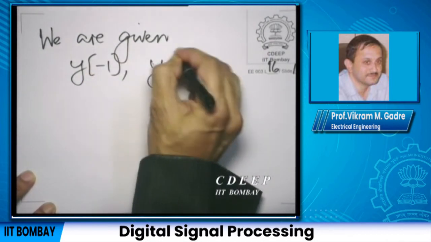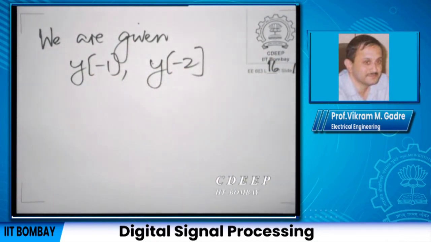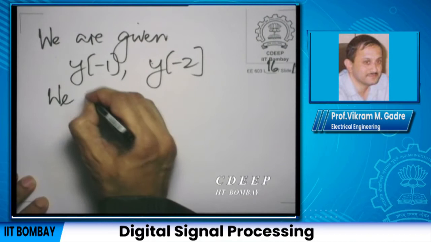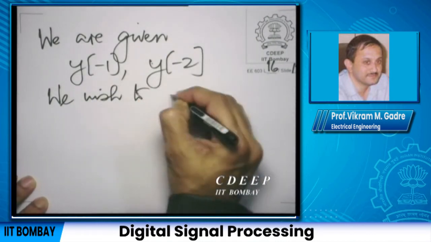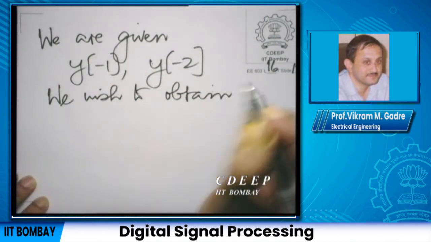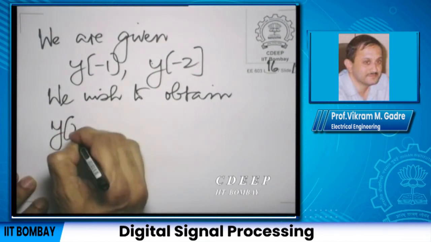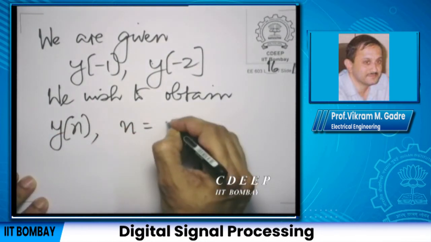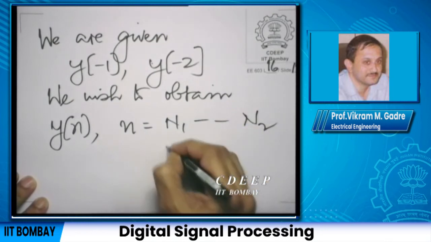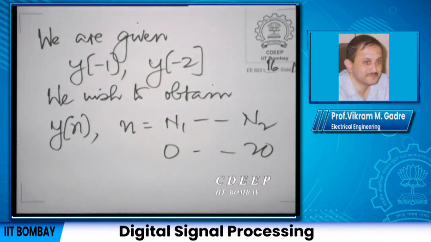We are given y of minus 1 and y of minus 2. So, you know, what we call the initial values, and we wish to obtain y of n for n equal to N1 to N2, namely 0 to 20. How would we proceed in this case?